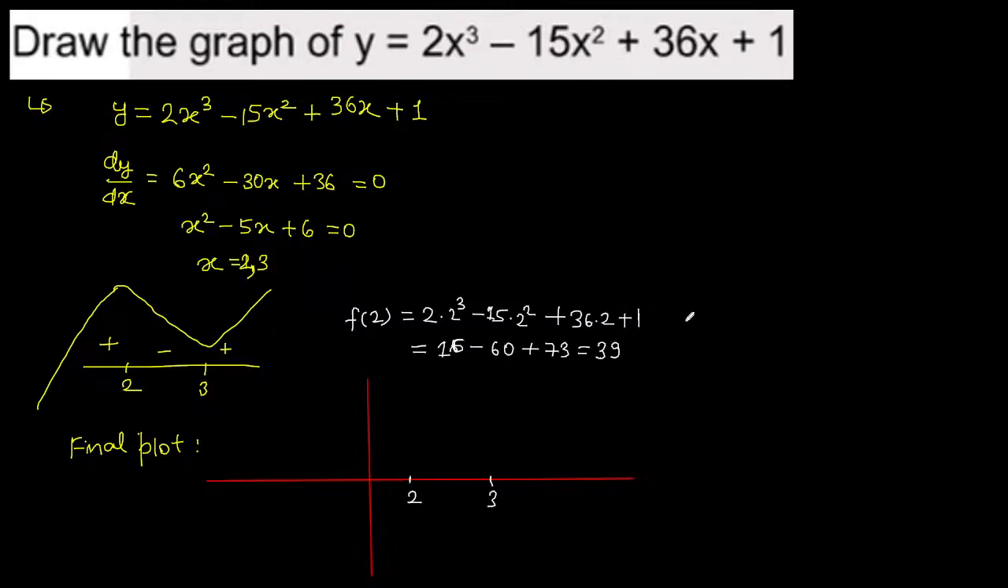So we'll find then f(3), 54, 135, 109. We have 163, which is 28. So f(3) is 28, f(2) is 39, f(0) is 1.